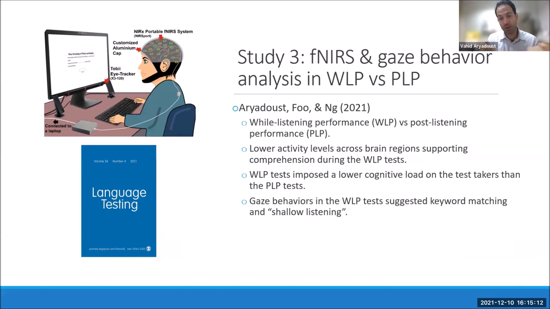Even though the tests were equated, the questions were more or less the same, and the linguistic features of the two tests were more or less the same, the fact that you administer a test in WLP versus PLP just makes a significant difference. We found lower activity levels across brain regions that support comprehension during WLP tests, and we concluded that WLP tests seem to impose a lower cognitive load on test takers than PLP. Previous research actually shows a contrasting conclusion compared with the one we have drawn here. We also found that gaze behaviors in WLP tests suggested some sort of keyword matching and what John Field called shallow listening.